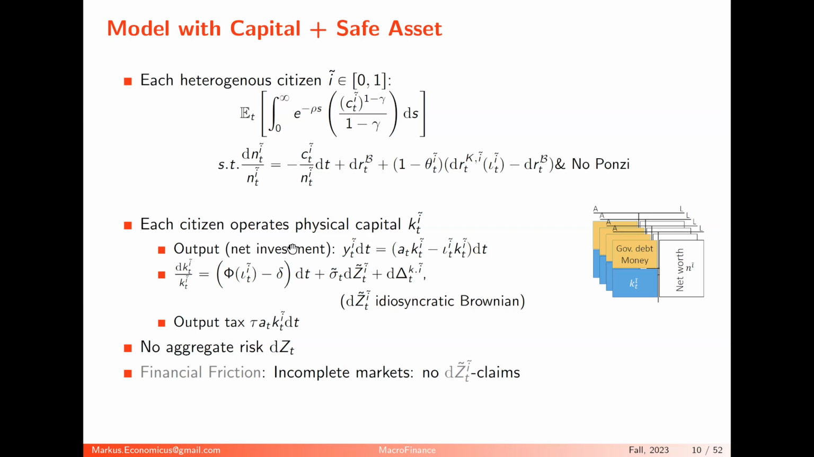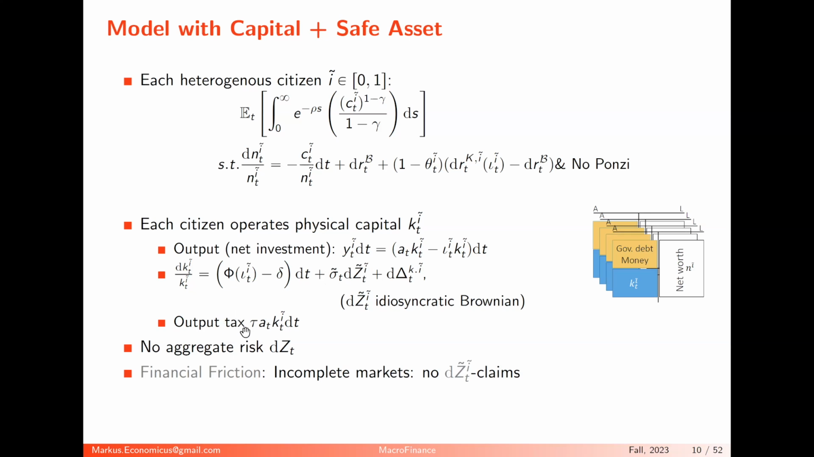The output is given by this. That's the output, and that's just A times K. As before, iota times K is the investment rate. If you invest at a higher rate, you develop more capital, and that's our idiosyncratic risk. We had this before as well.